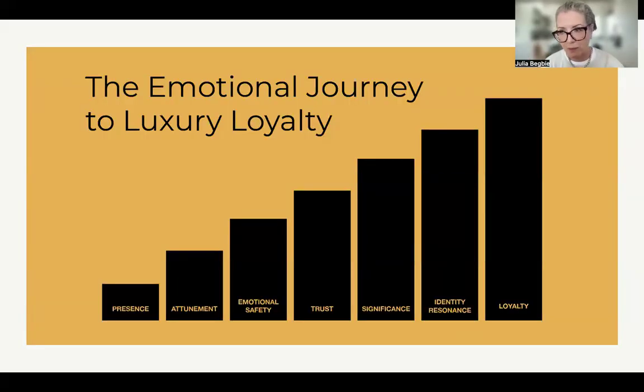In my previous webinars on selling to high net worth individuals, I spoke about the emotional journey that you go on with your clients. So first they become aware of you, that's presence. Attunement, they feel like they have a connection. Emotional safety, they're beginning to see you as somebody that they can speak to. They develop trust. You make them feel significant. You make them realize that you can manifest the identity they want the world to see, and ultimately that leads to loyalty. So this is the process that we go on with our clients.